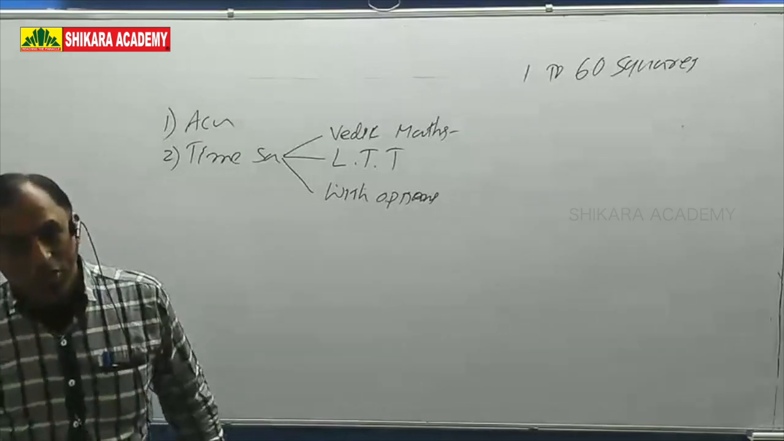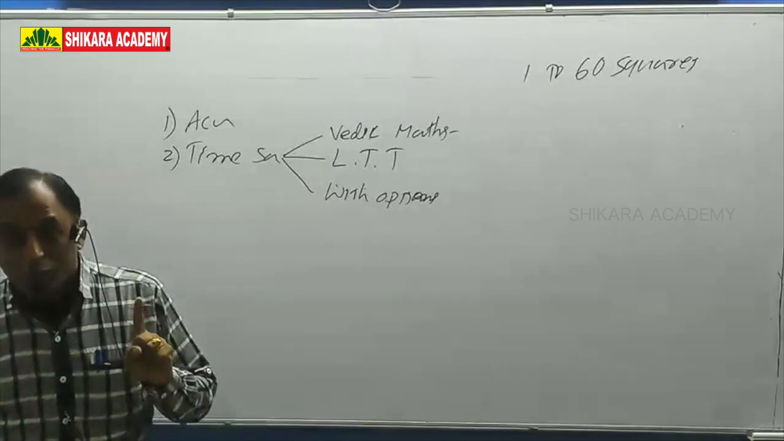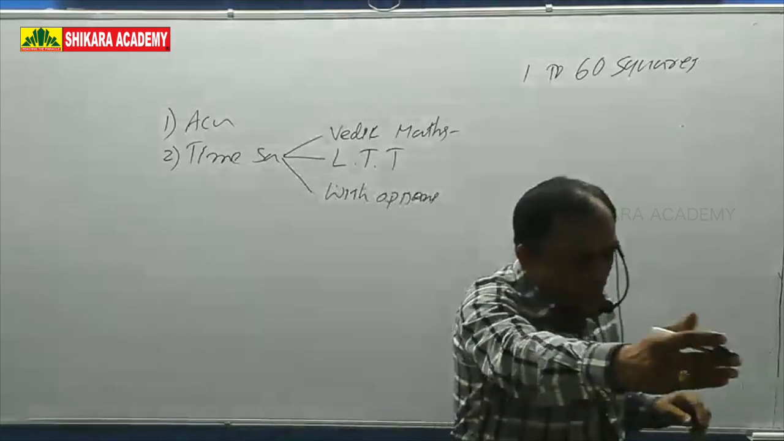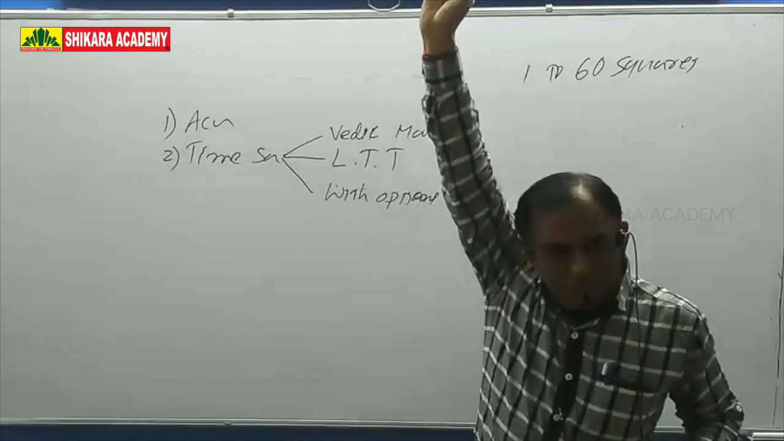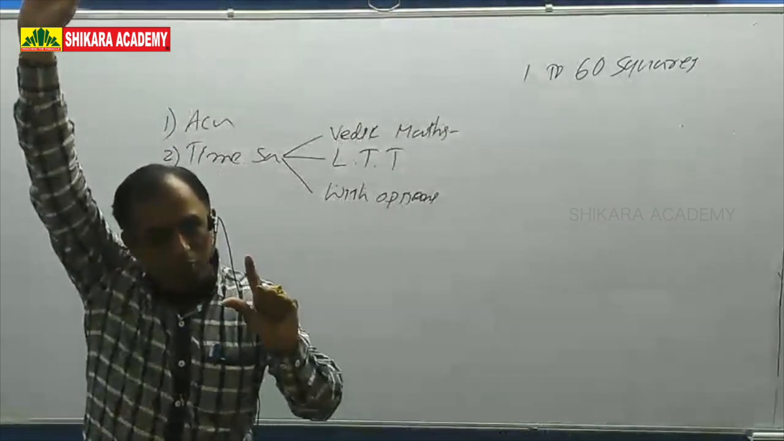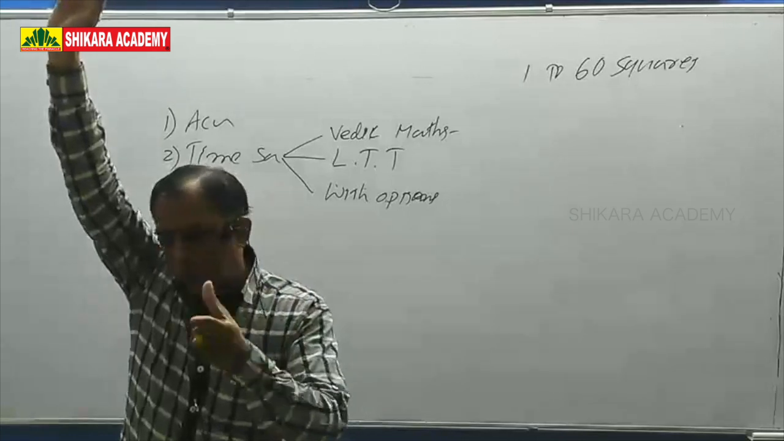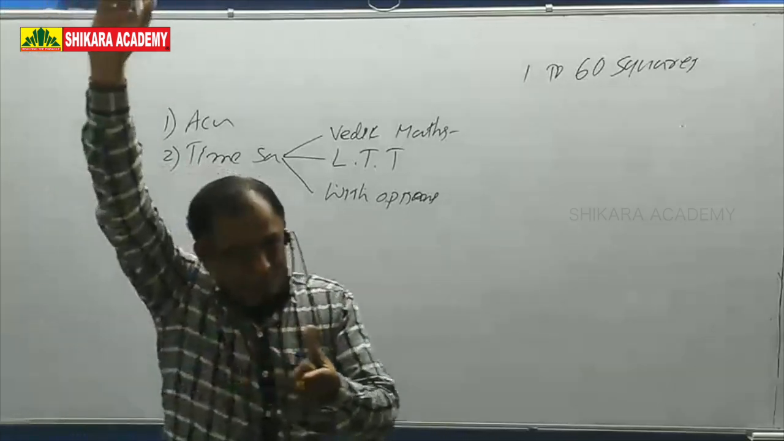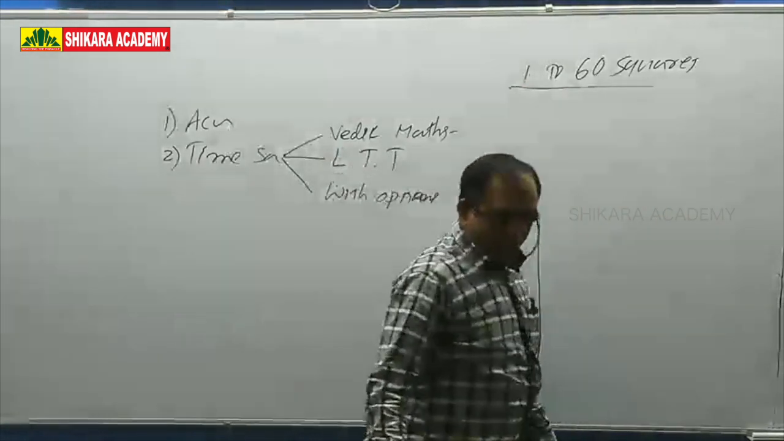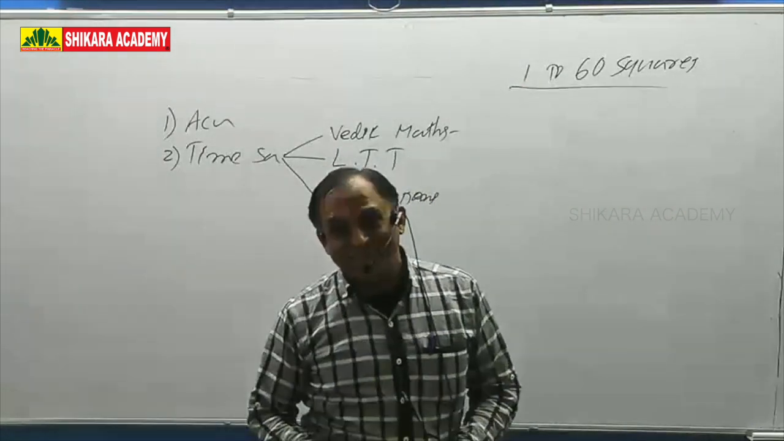First I will start with one Vedic tip, the squares from 50 to 60. Do you know the squares from 50 to 60? If you know, please raise your hand. I will ask the squares, 50 to 60. If you know, I will give a small gift. If there are mistakes, I will give a punishment also. Don't know? Okay.